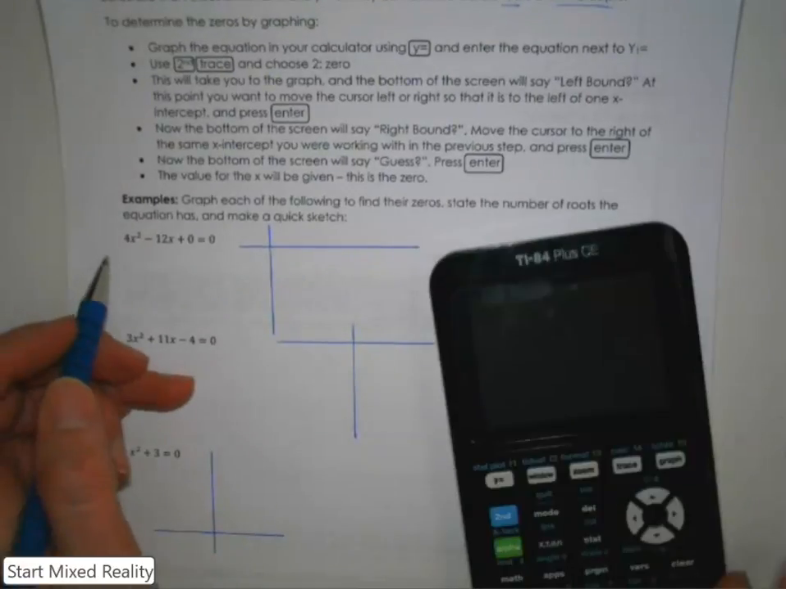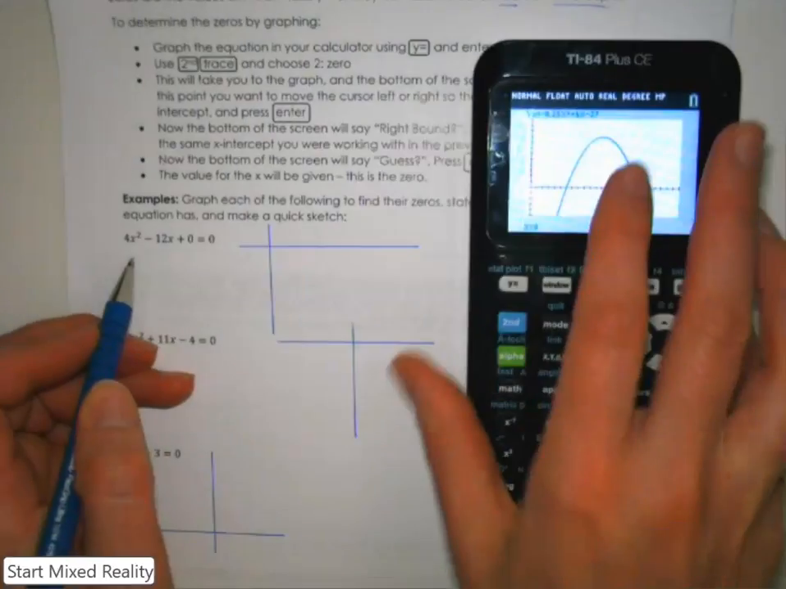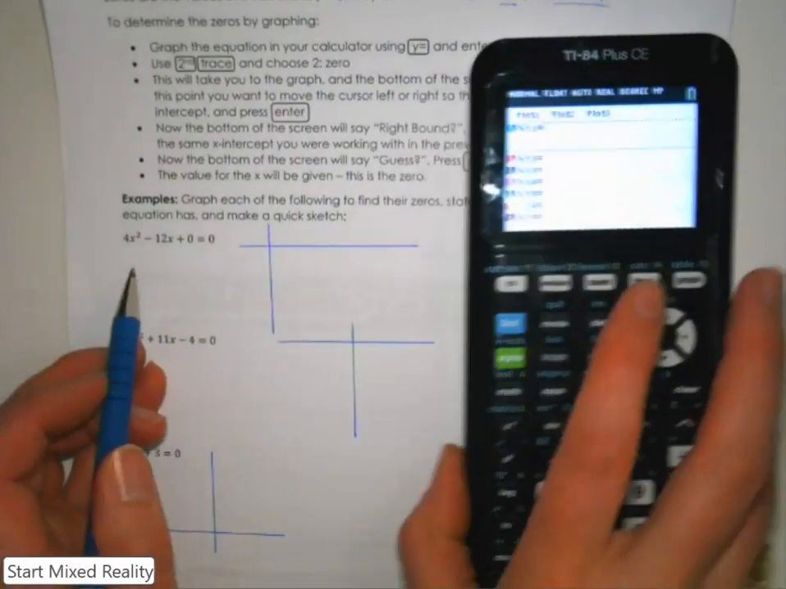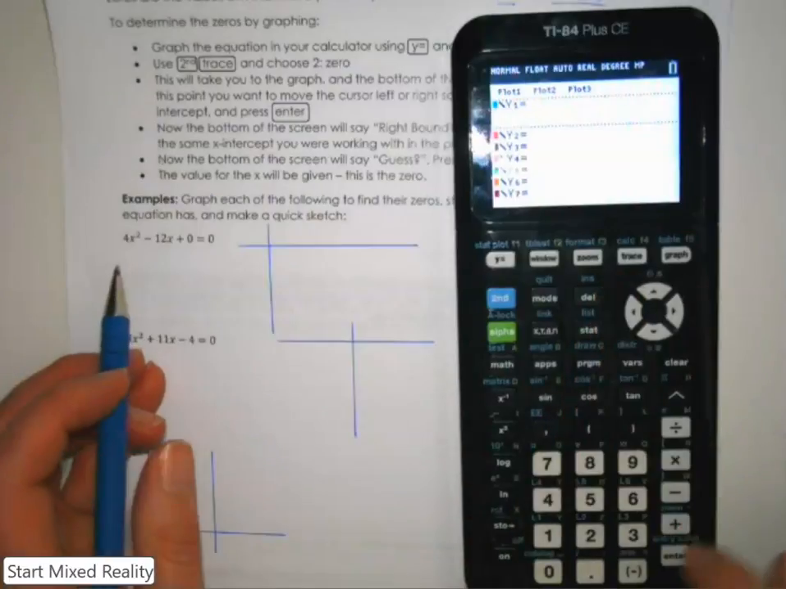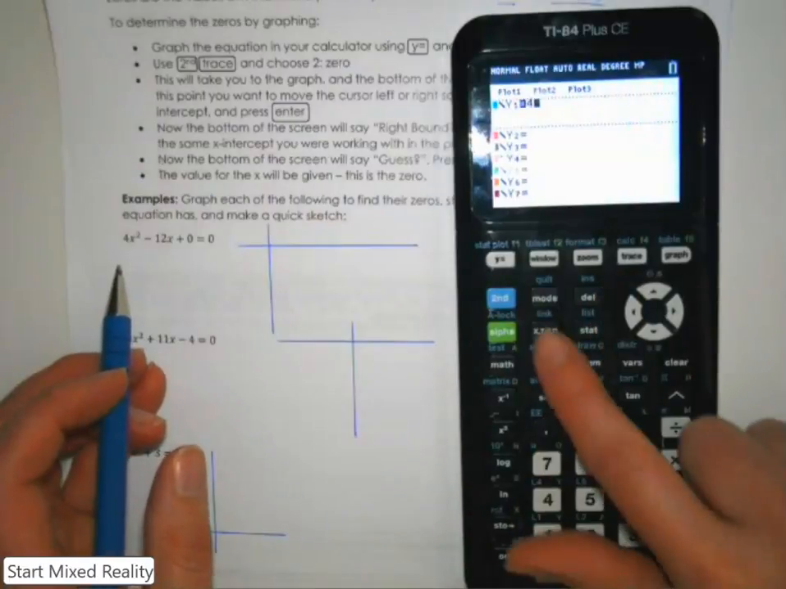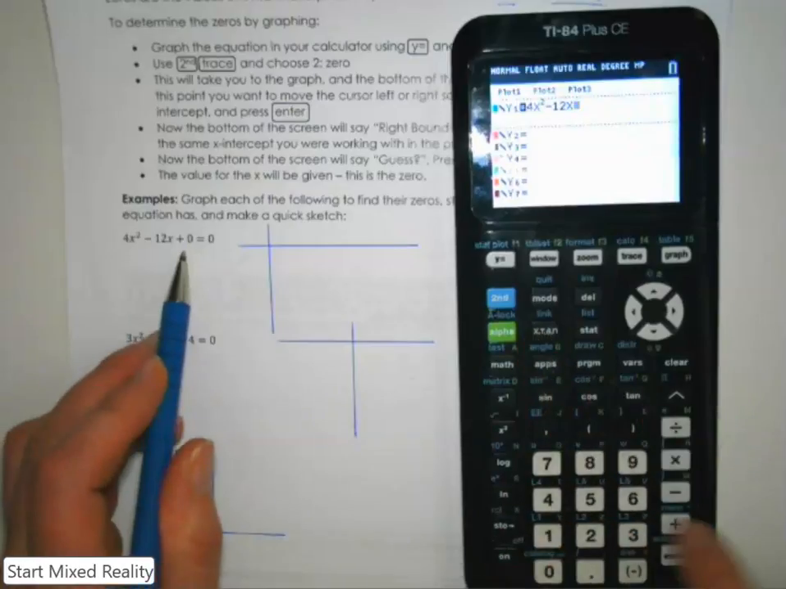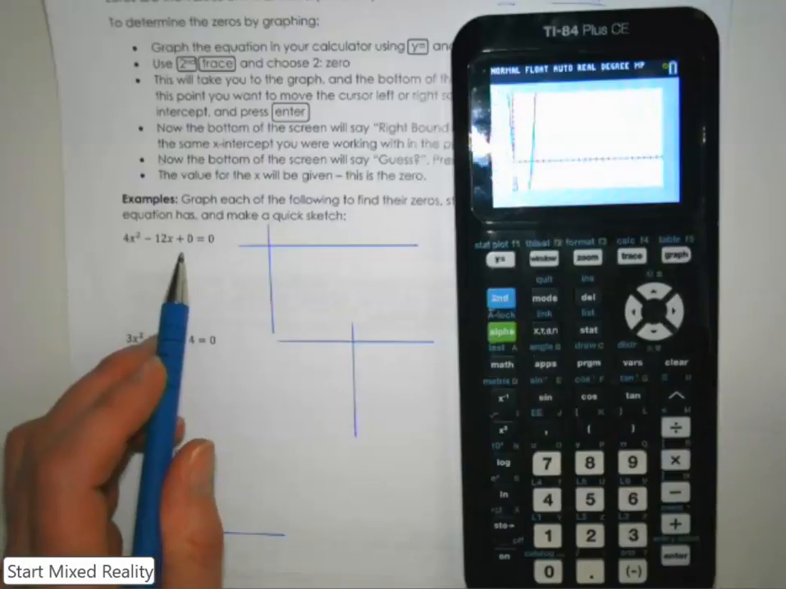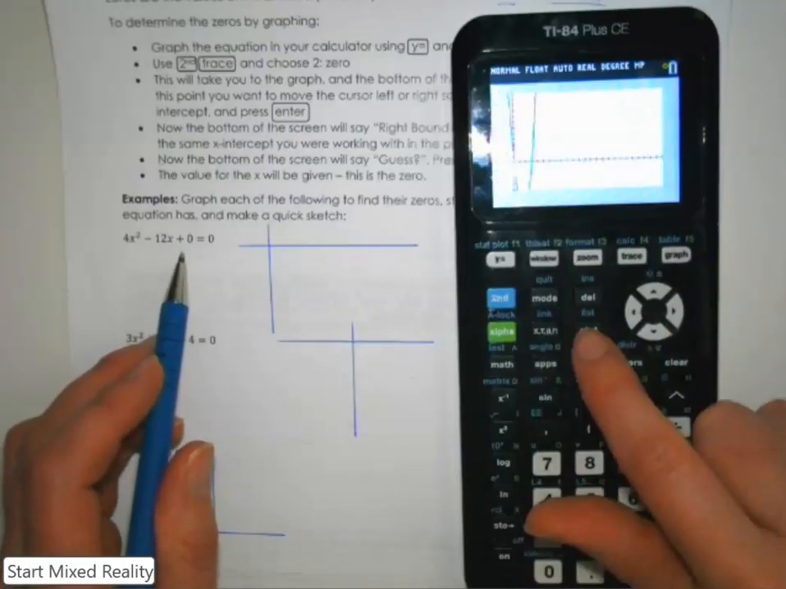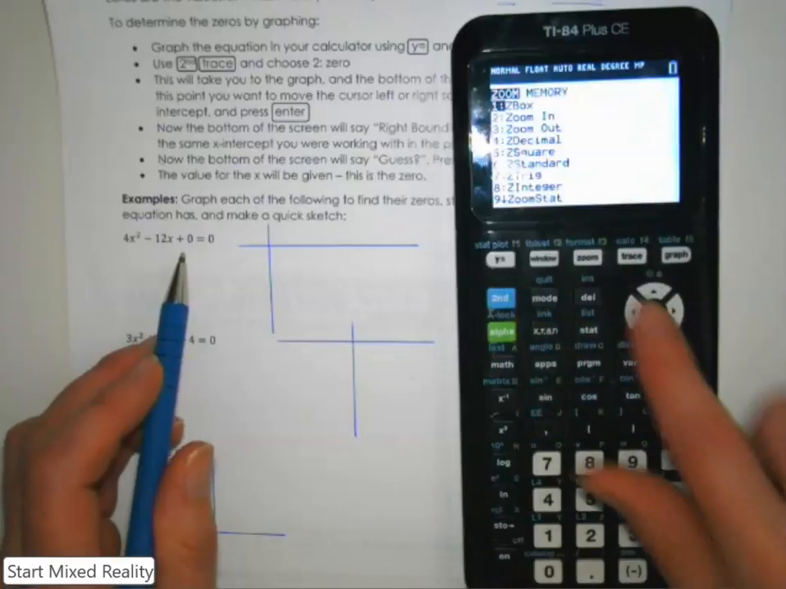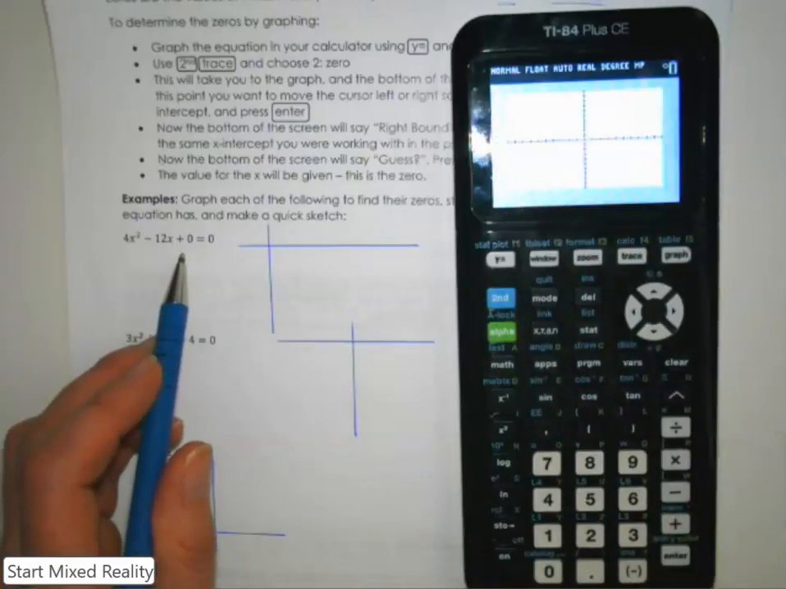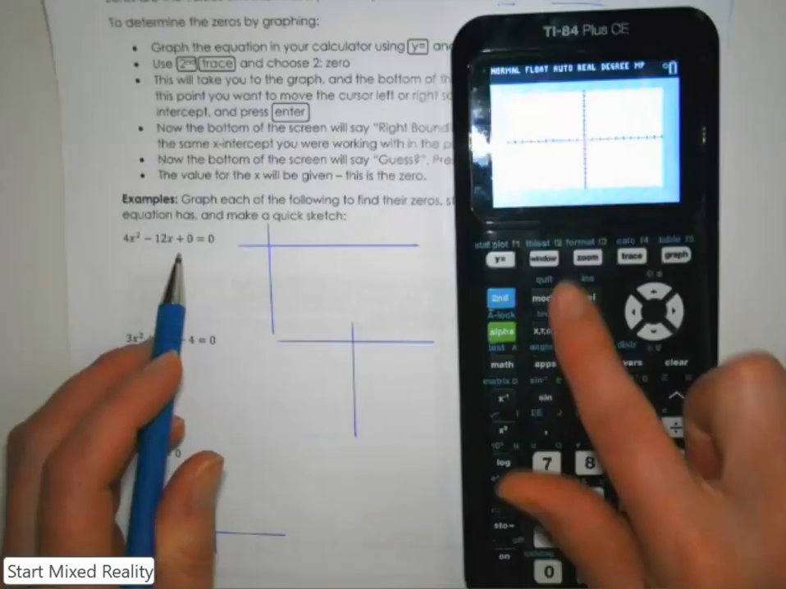So in this first one we have 4x squared minus 12x plus 0. So just remembering how to enter that in: 4x squared minus 12x plus 0. Then we go to our graph, and of course my windows are all weird, so I'm going to go to zoom, and I'm going to choose standard. And let's see if that gives us anything helpful. Looks like maybe not. Not sure why that's not graphing.